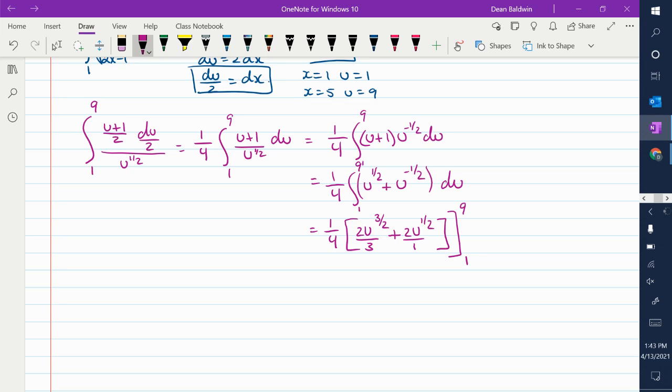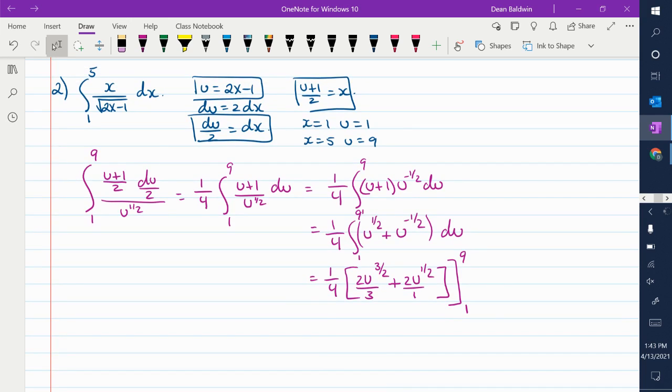There's your antiderivative. Well, the blue has all my substitutions. So I said u is equal to 2x minus 1. So when x is equal to 1, 2 minus 1, u is equal to 1. When x is equal to 5, 5 times 2 is 10, 10 minus 1 is 9. Those are my few things.